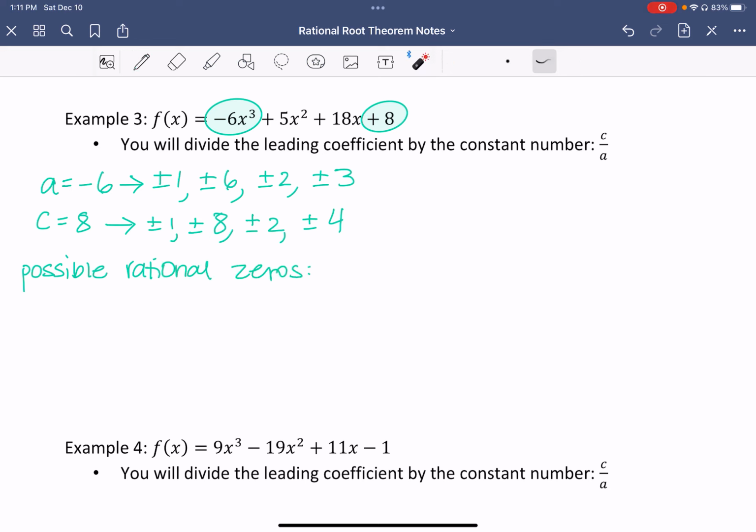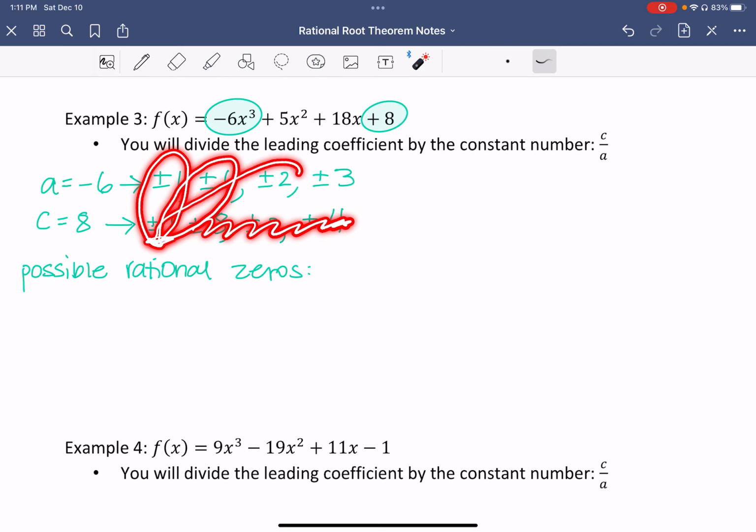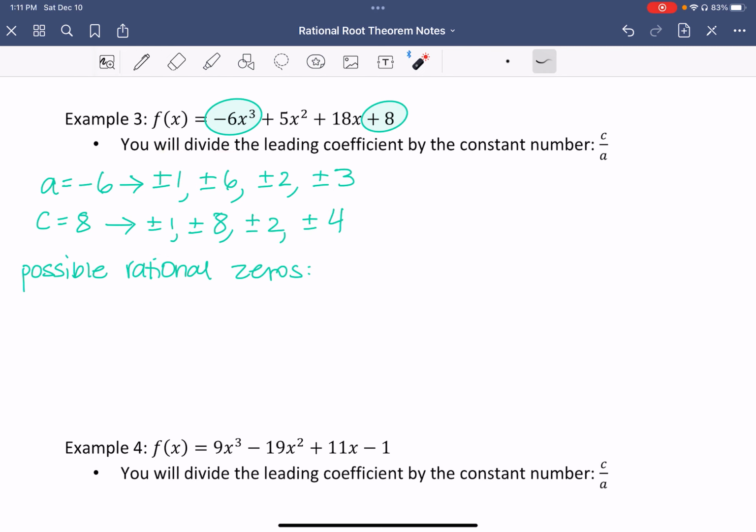So you're going to start with the first C. So don't worry about these right now. You're going to do 1 divided by 1, 1 divided by 6, 1 divided by 2, and 1 divided by 3. And those are going to be your first ones, and then we're going to start doing that for each 8, 2, and 4. Okay, so 1 divided by 1 is just 1. Then you got 1 divided by 6. Then you got 1 divided by 2, and 1 divided by 3. Okay, so those are all the possibilities with the 1.